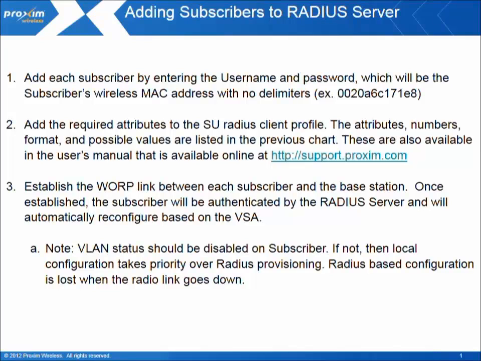Establish the radio link between each subscriber and the base station. Once established, the subscriber will be authenticated by the Radius server and will automatically reconfigure based on the VSA. Note, VLAN status should be disabled on the subscriber. If not, then the local configuration takes priority over Radius provisioning. Radius-based configuration is lost when the radio link goes down.